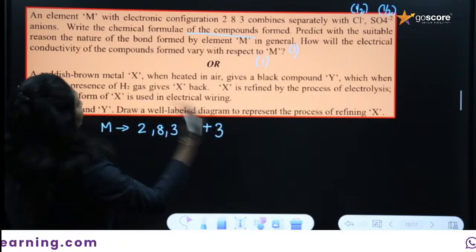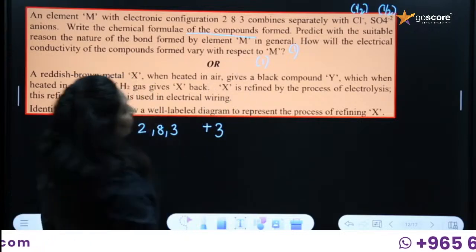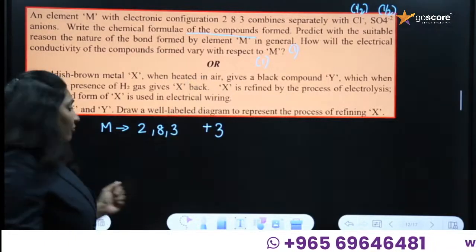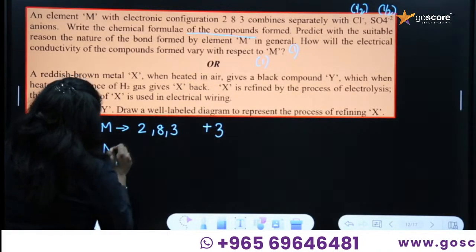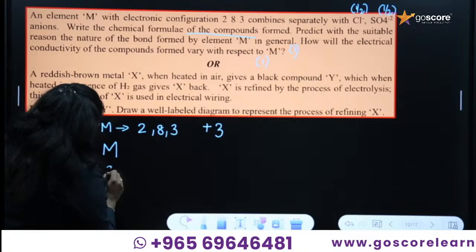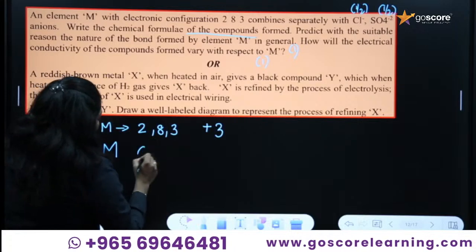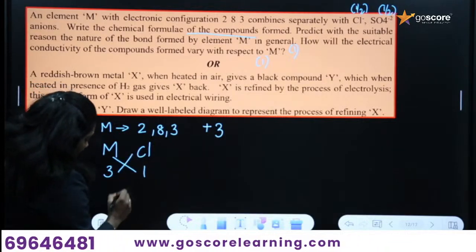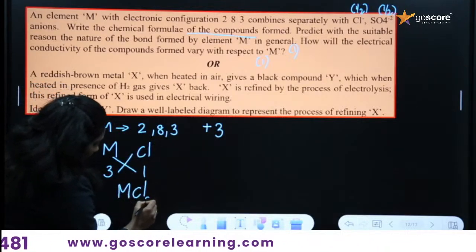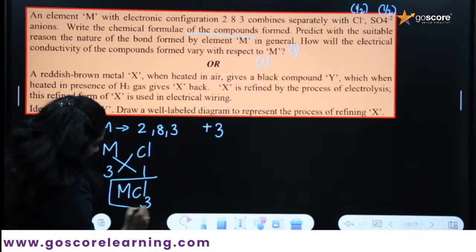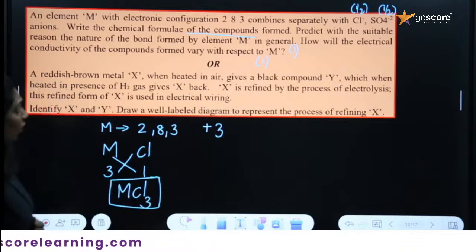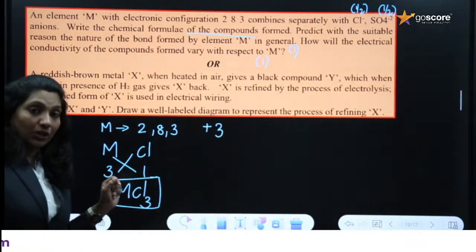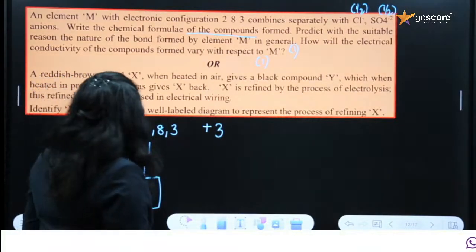Now we want to find out the chemical formula of the compound formed when the metal M combines with a chlorine ion and a sulfate ion. So it's very easy, right? M has valency plus 3 and chlorine has valency 1, right? When you cross it, you will get the formula MCl3. This is the chemical formula of the compound when the metal combines with a chloride ion.